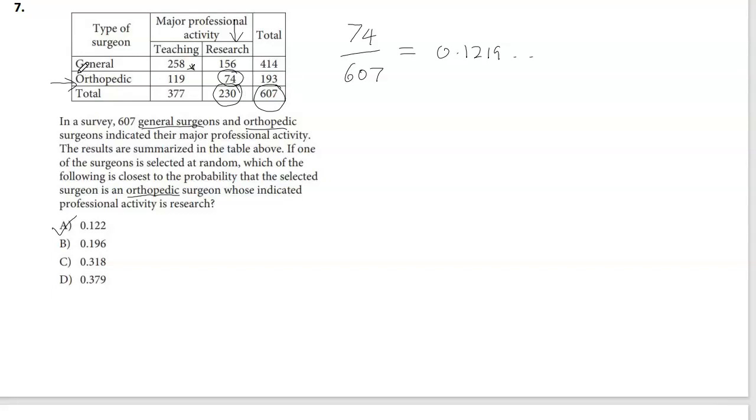You can also say, what if an orthopedic surgeon is selected from the lot of orthopedic surgeons? What is the probability that they are in research? So in this case, you are dealing with only this row and then this column. So it's going to be 74 over 193 because they said orthopedic surgeon. There are only 193 of them. You select one of them, the probability that they are in research is 74 out of 193.